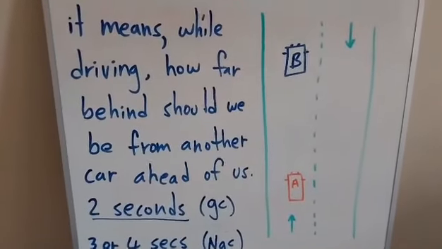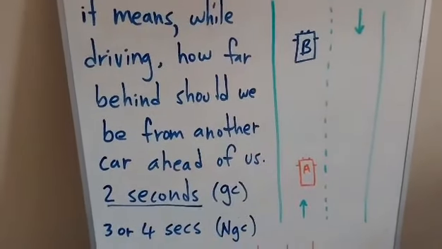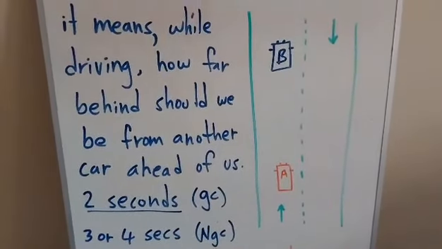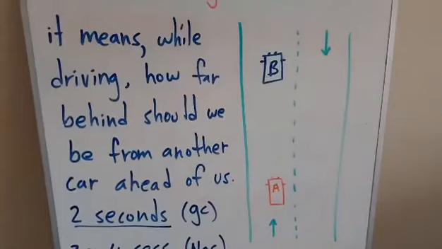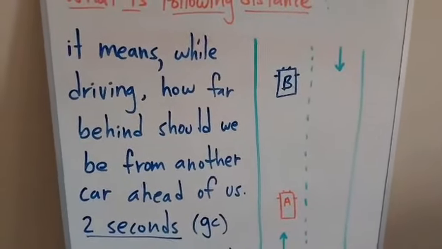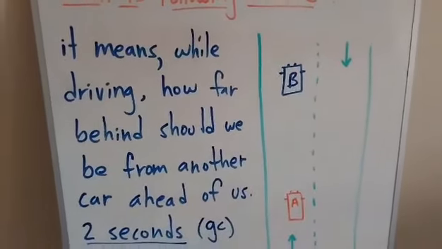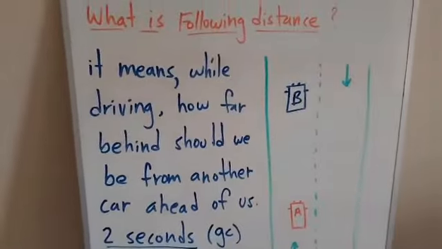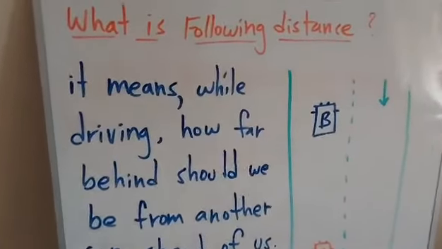Now, how do we determine the 2 seconds gap or 3 or 4 seconds gap? You have to take a reference point. It could be a tree, it could be a house, it could be a parked vehicle, or it could be a post or a signboard. There's a lot of signboards on the road. So what you can do is you can just consider a signboard.